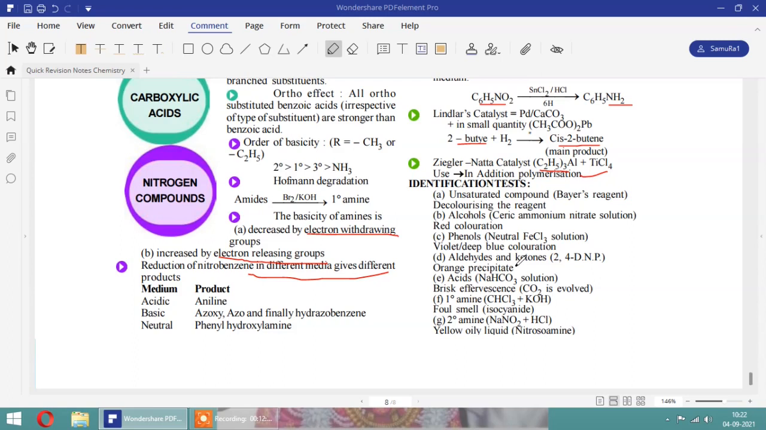Test for amines. Primary amine: you put CHCl3, chloroform, plus KOH, gives foul smell, isocyanide smell. Secondary amine: you put sodium nitrite NaNO2 plus HCl, gives yellow oily liquid, nitrosoamine. So that's all about organic chemistry.